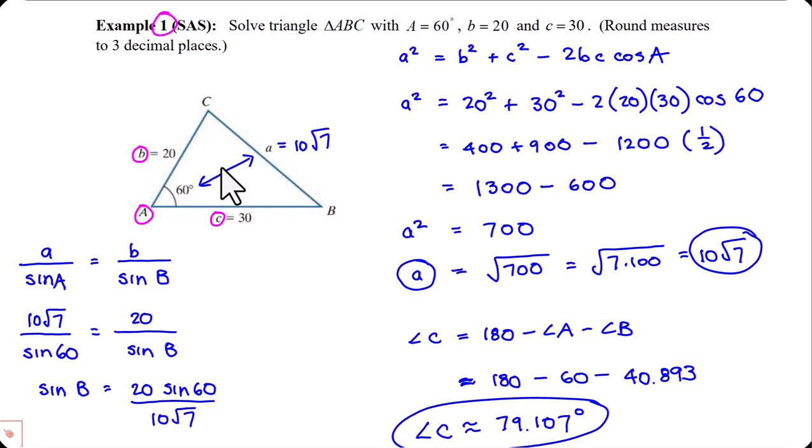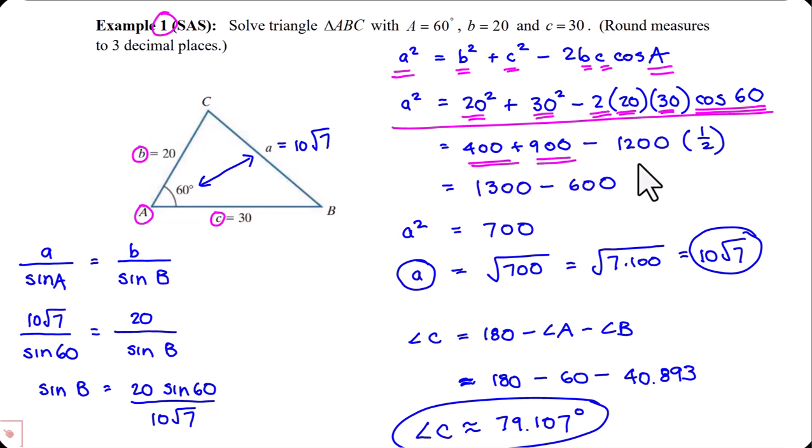Here we don't. So we do have an angle A, so then side A has to be on the other side of this formula, B squared plus C squared minus 2BC cosine A in our law of cosines. Filling in for B and C, B and C, and cosine of 60, don't forget the 2 here. So we have 400 plus 900 minus 1200, and cosine of 60 is a half.